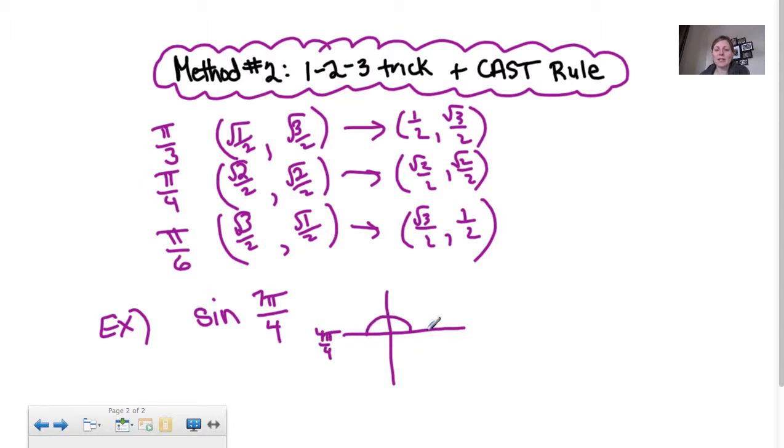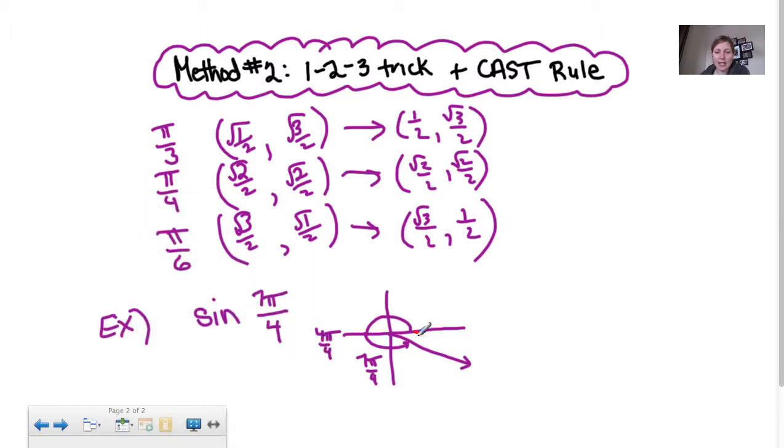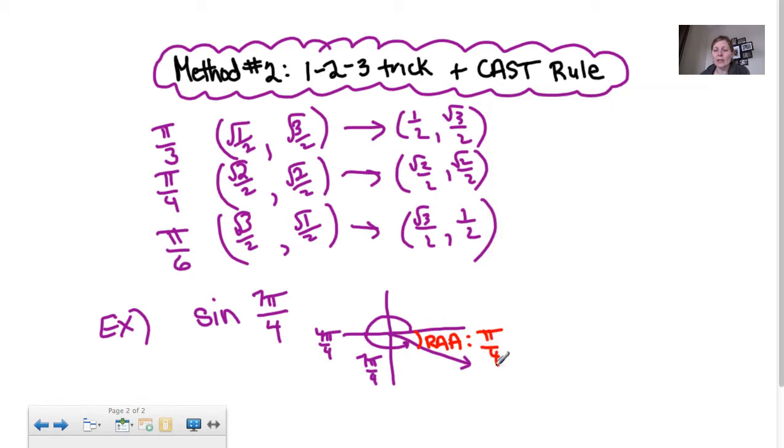All the way around is going to take me to 8 pi on 4, so I'm going to be 1 pi on 4 less than that. So I'm going to come to here. There's my terminal arm. So this is going to be the angle 7 pi on 4. What that tells me then, too, is that this little angle in here, we're going to call our related acute angle. And our related acute angle is the pi on 4 that's left over, is just pi on 4.